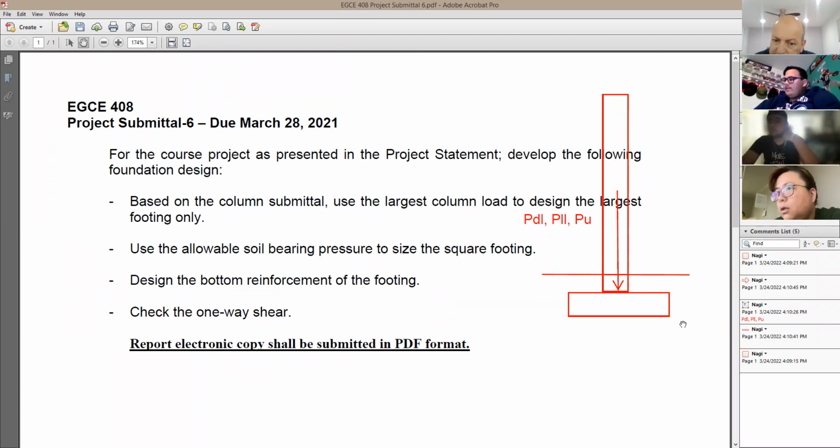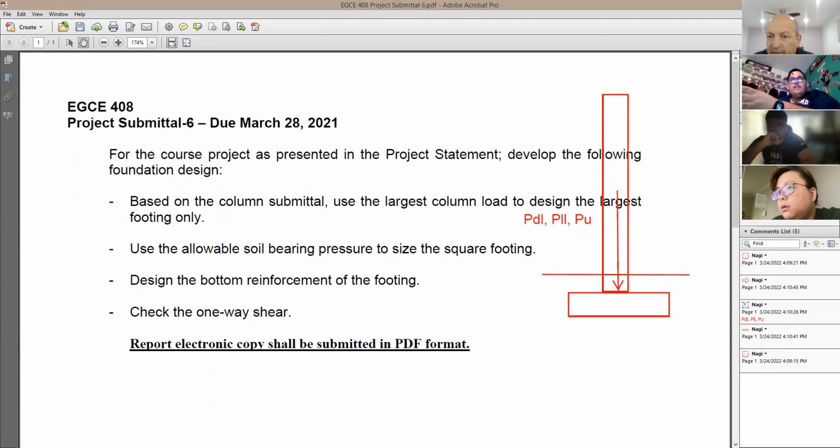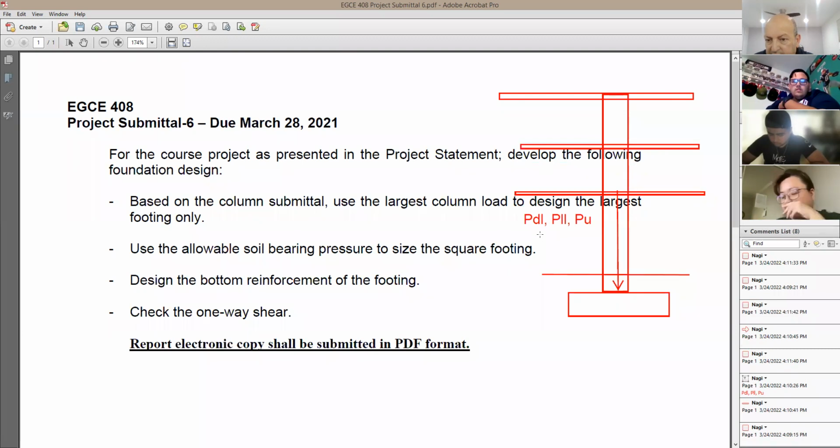So Professor, can I clarify really quickly? Sure. So you told us for the submittal 5 that we find the P ultimate for the roof and the floor, and then you would do the P ultimate of the roof plus 3 of the floors, and then that gives us our ultimate for the column, right? This is correct. Imagine that here is the roof level, right? And then you have 3 more levels. Don't worry about the spacing or the scale. See, here's 3 floors and the roof.